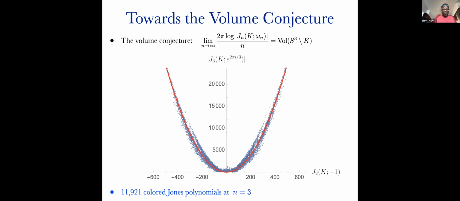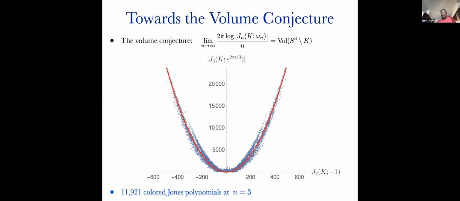So we have some inkling of the fact that the Jones polynomial already at n equals 2 knows something about the higher colored Jones polynomials, and therefore maybe the n goes to infinity limit. So if you evaluate the Jones polynomial at -1, and you evaluate the colored Jones polynomial corresponding to the adjoint representation of SU(2) at the third root of unity, you find that there is a nicely quadratic relationship between the two. So this plot is for about 12,000 colored Jones polynomials. We computed n equals 3.